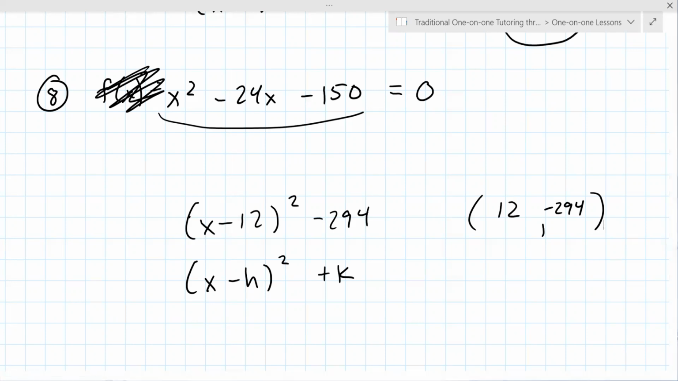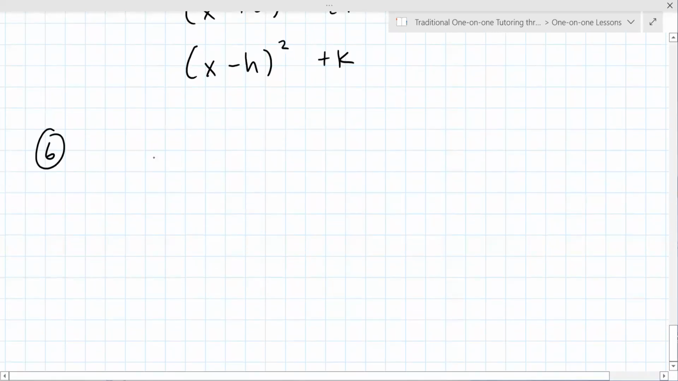Let's see here, just looking at what you sent over. Yeah, so let's do number 6. X squared minus 12x minus 40. Go ahead and try this one on your own, please.